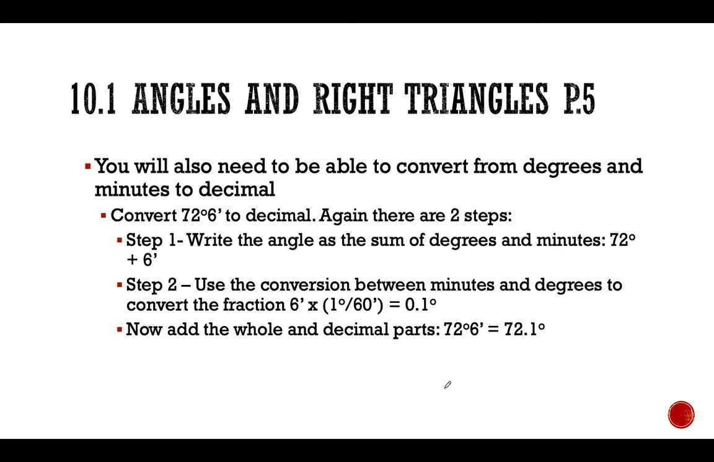You will also need to be able to convert from degrees and minutes to decimal. Let's convert 72 degrees 6 minutes to decimal. Again, there are 2 steps. The first step is to write the angle as the sum, 72 degrees plus 6 minutes. Step 2, we're going to use the conversion between minutes and degrees to convert 6 minutes times 1 degree over 60 minutes. 6 divided by 60 equals 0.1 degrees. And then we're going to add the whole and decimal parts back together. And we get 72.1 degrees.